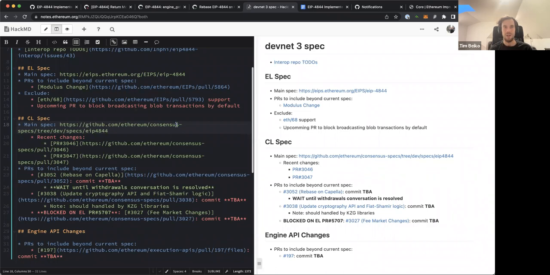that's a deeper problem. Okay, on the EL side, anything else that's missing or that we should specifically exclude? I think this generally looks good.